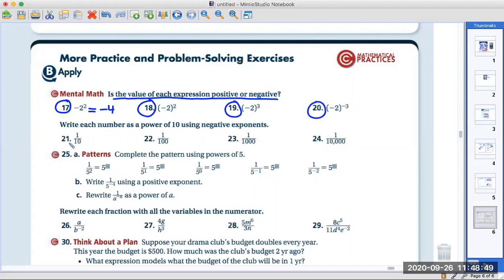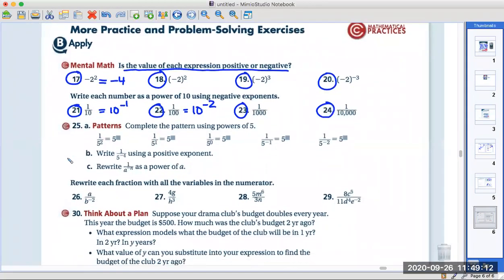And then 21, write each number as a power of 10 using negative exponent. This would be 10 to the power of -1. This would be 10 to the power of -2. And I'm going to let you figure out 23 and 24. What do you think?